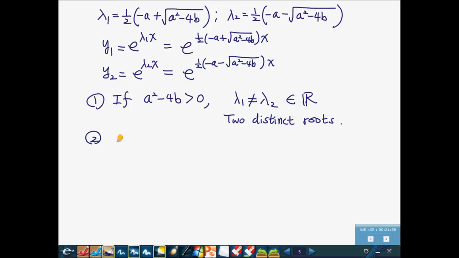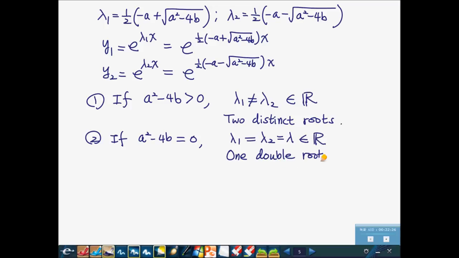And the second case is if a square minus 4b is 0. If they are 0, then lambda 1 and lambda 2 are the same, and we have only 1 lambda. That's the problem. And those are still real numbers. So we have 1 double root, meaning just 1 root, but it's doubled. It's the same, okay?